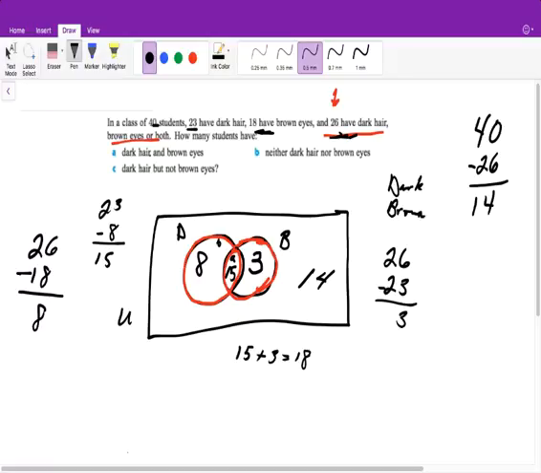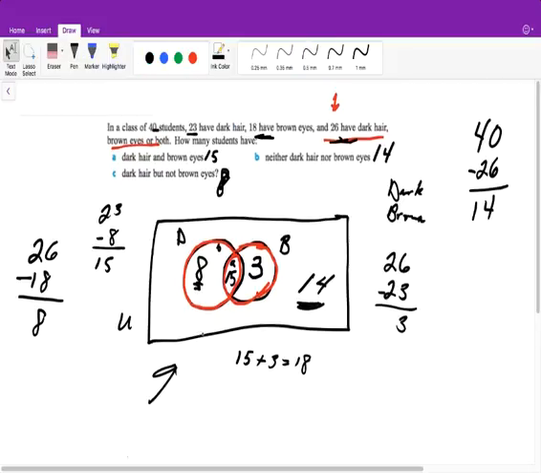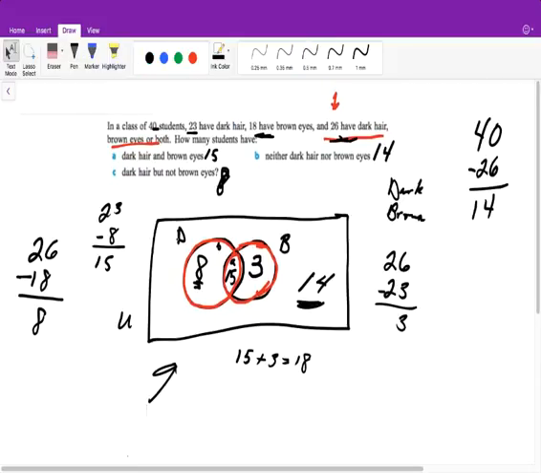So how many students have dark hair and brown eyes? That's this intersection part here, so that would be 15. How many students have neither dark hair nor brown eyes? That's this part out here, because they don't have either of them, so it's 14. And how many students have dark hair but not brown eyes? This circle is dark hair, and this part is dark hair and brown eyes. So this remaining part is just dark hair but not brown eyes, so that's 8, or they only have dark hair. Right? So once we fill in this Venn diagram, it's actually quite easy for us to complete these answers.